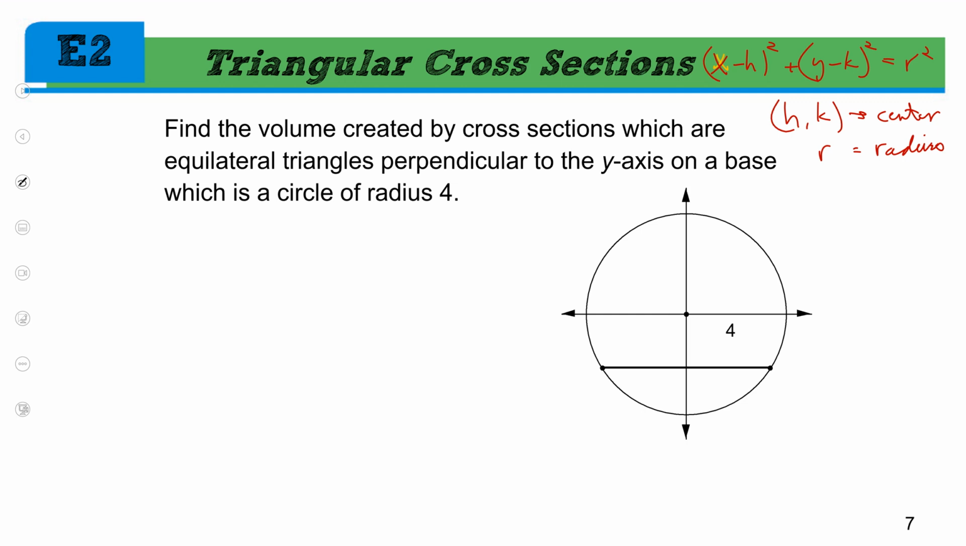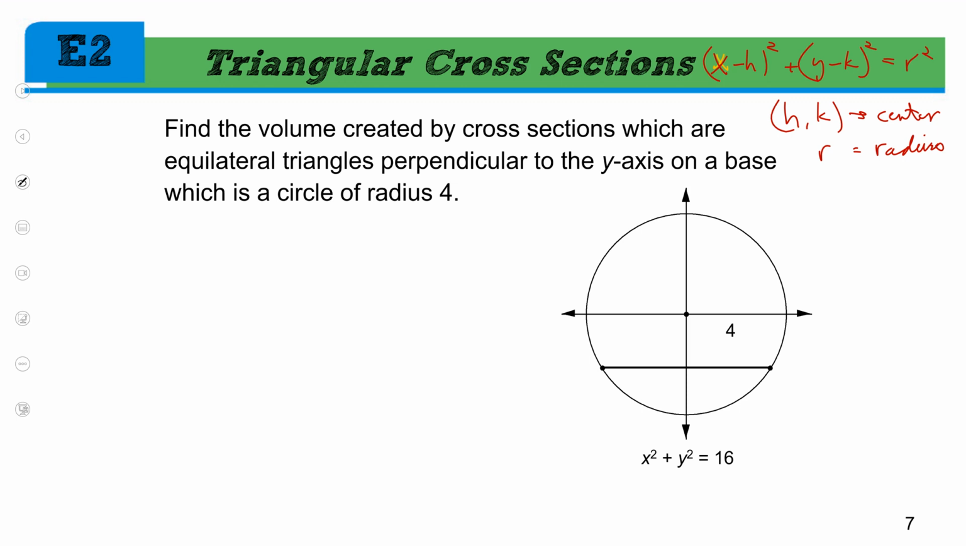How do we know it's in terms of y? Perpendicular to the y-axis, which is irrelevant. What's important is that it's horizontal. Same rules apply. If my representative rectangle, which is down there, is horizontal, everything's in terms of y.